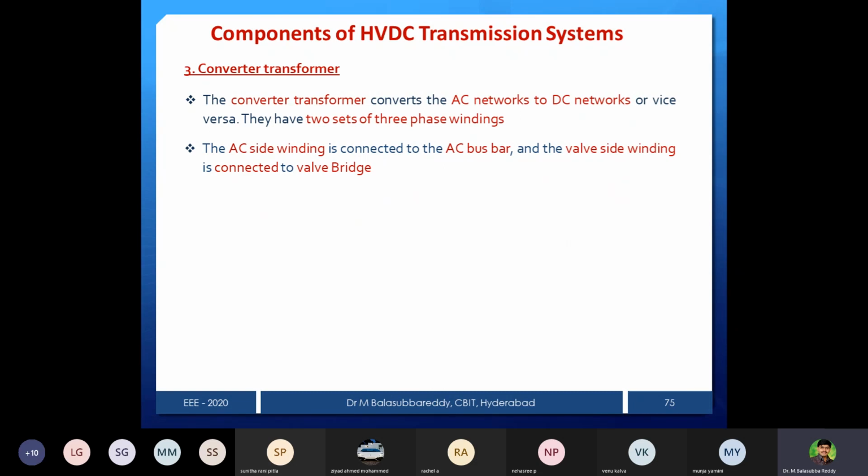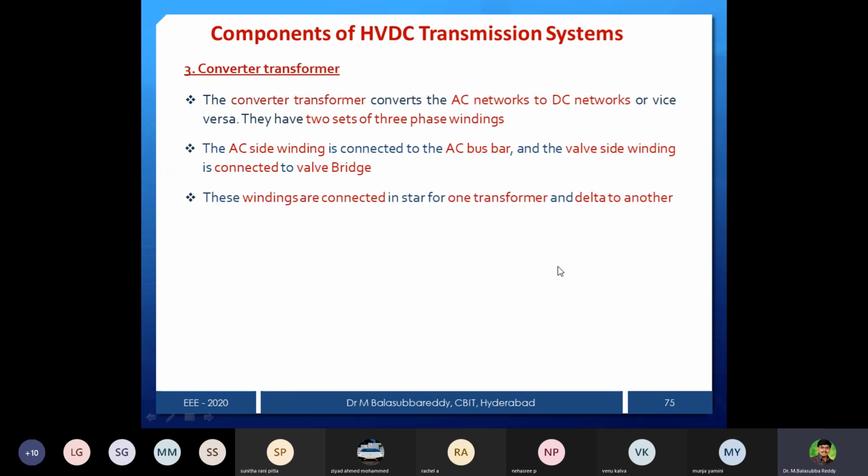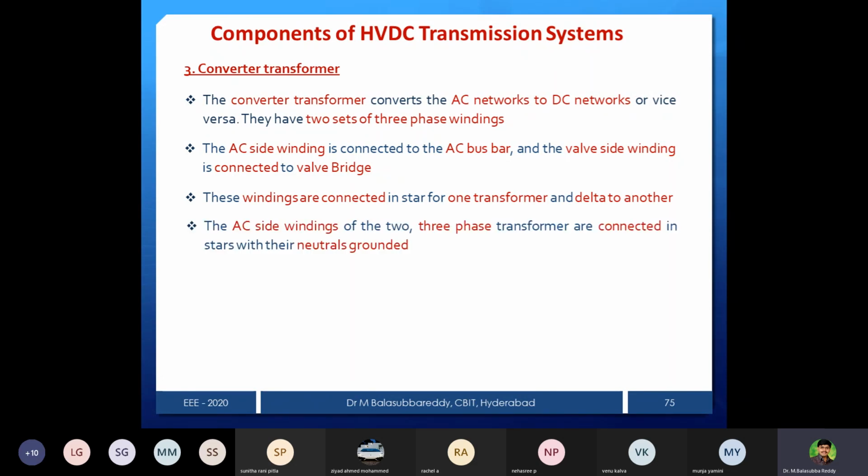AC side winding is connected to the AC bus bar, and the valve side winding is connected to the valve bridge. You can see that this winding is connected to the AC side, this winding is connected to the valve. That's what we mentioned here. And these windings are connected in star in one transformer, and delta in another transformer. There is a phase shift of 30 degrees you need to maintain. We can see that in detail in 12 pulse converter operation also.